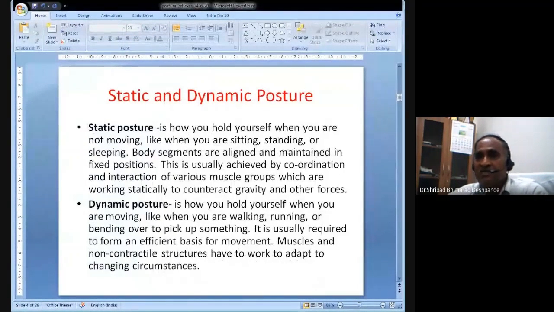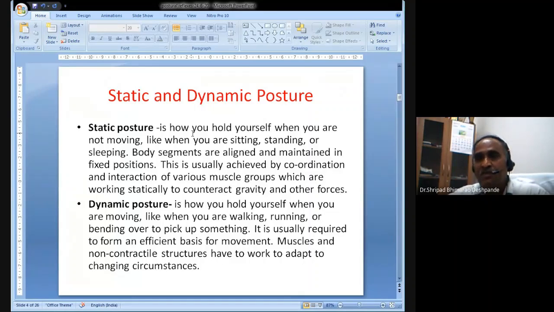Now, I have just mentioned static posture, how you hold yourself when you are not moving. Like when you are sitting, standing, sleeping, resting on a table or bed, body segments are aligned and maintained in fixed positions. Static posture is usually achieved by the coordination and interaction of various groups of muscles, and they are not doing any movement or action. It is just to counteract gravity and other forces acting on our body to maintain the static posture.